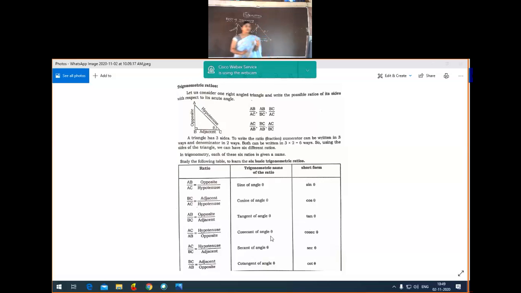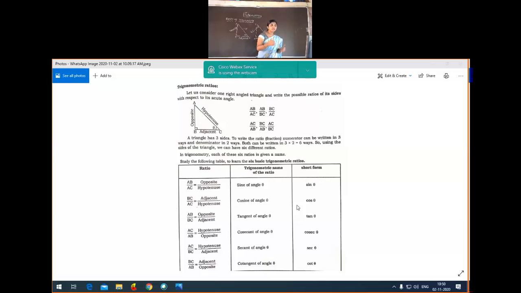Now, can you write the ratios of the triangle? We'll take only one triangle now. In triangle ABC, we are observing three sides. How many ratios can we write? AB by BC we can write. AC by BC we can write. Next, AB by AC we can write. Then BC by AC we can write. Then we can take the reciprocals.